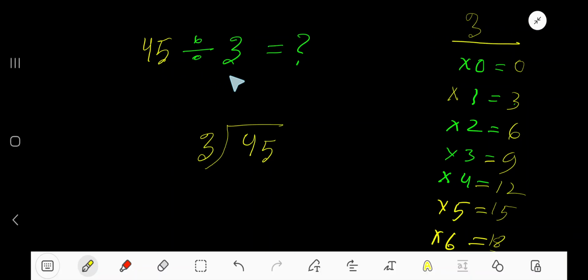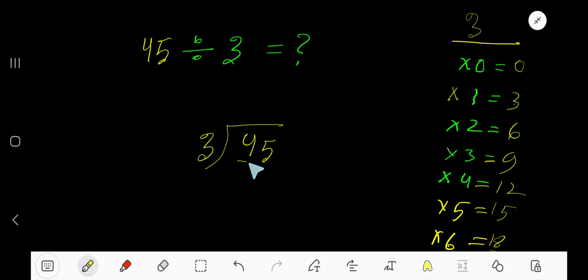45 divided by 3. Here 3 is a divisor, so we need the multiplication table of 3. 3 times 0, 0; 3 times 1, 3; 3 times 2, 6; 3 times 3, 9; 3 times 4, 12. To find the multiplication table of 3 easily, just add 3 to the previous step. 0 plus 3, 3; 3 plus 3, 6; 6 plus 3, 9; 9 plus 3, 12.